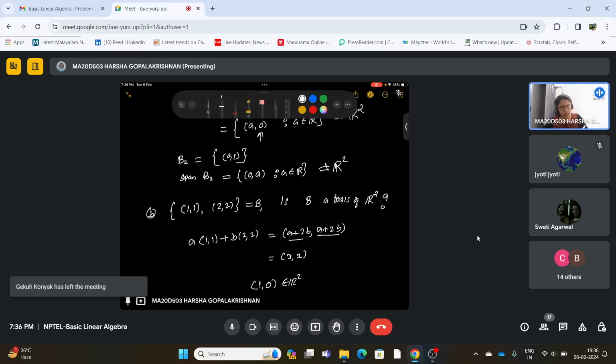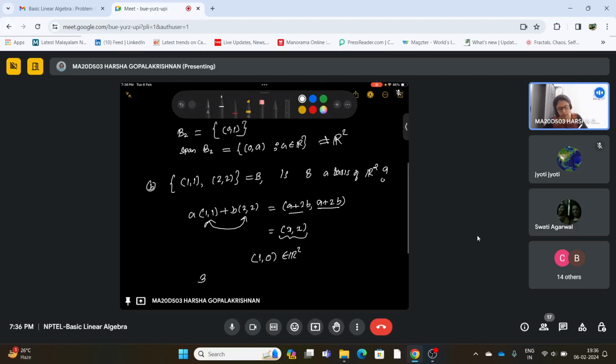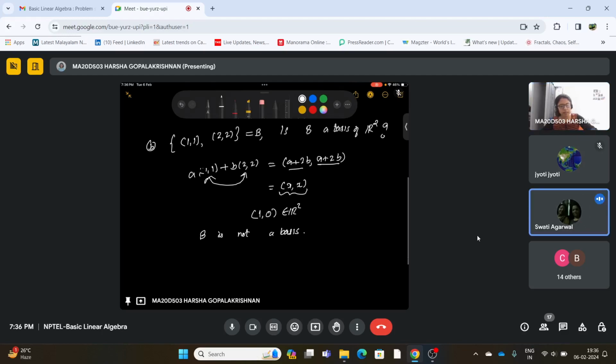Obviously, we cannot write (1,0) as a linear combination of these two, because any linear combination will give elements like this only. Correct? So B is not a basis. Is that clear? Any doubt in this?